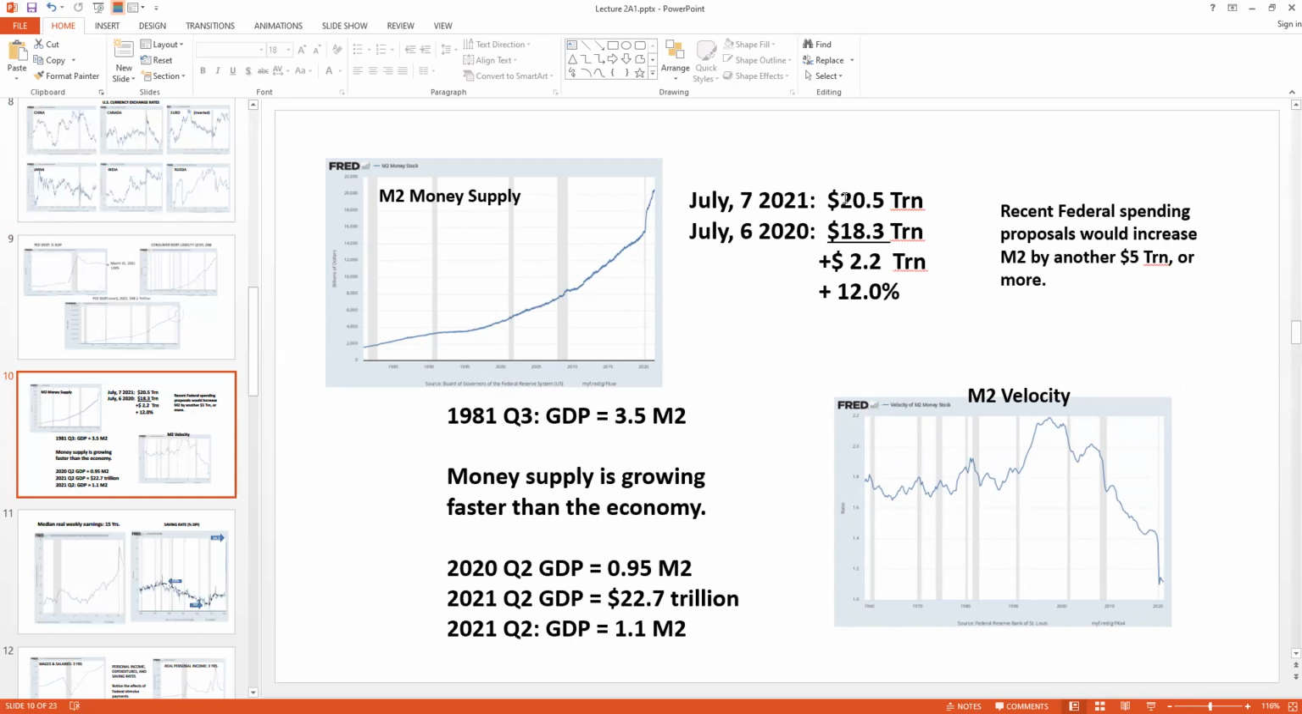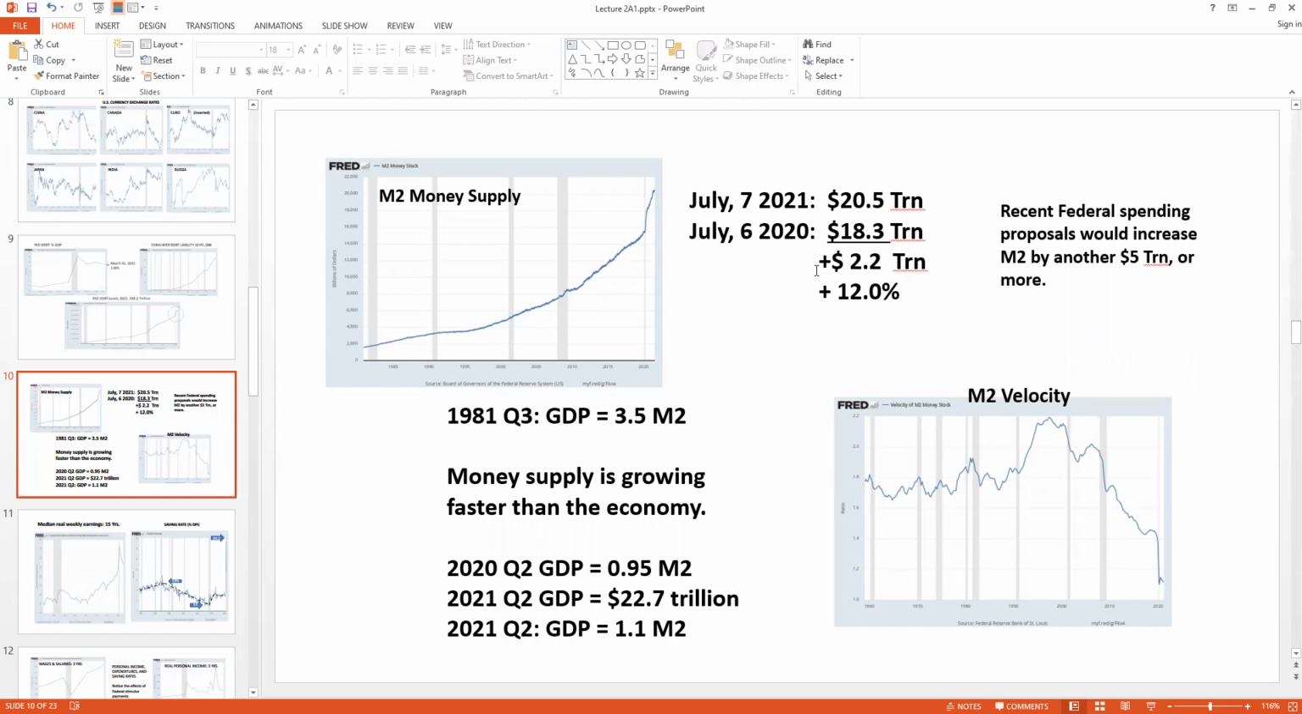I'm sorry, I can't remember the term right now. But this is essentially liquid capital, and it was about $20.5 trillion. A year prior, it was 18.3 trillion. And so the increase was about 12%. That's faster than the economy grew.